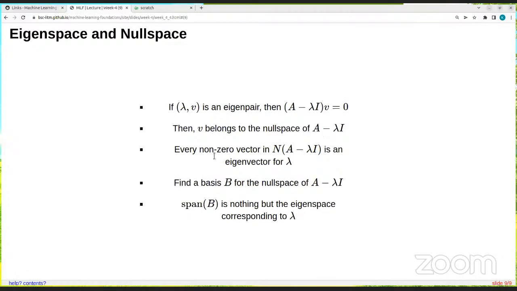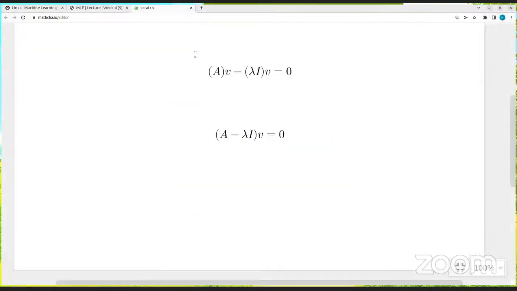So every non-zero vector in the null space of A − λI is an eigenvector with eigenvalue λ. Sir, how come v belongs to the null space of A − λI?